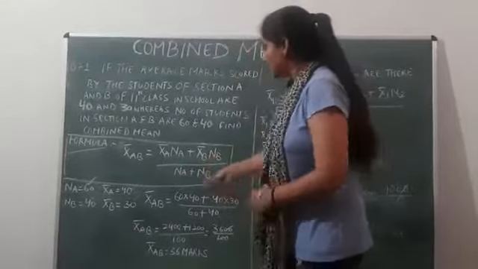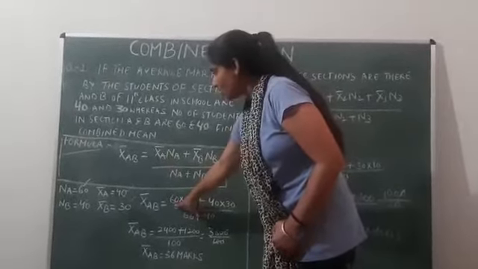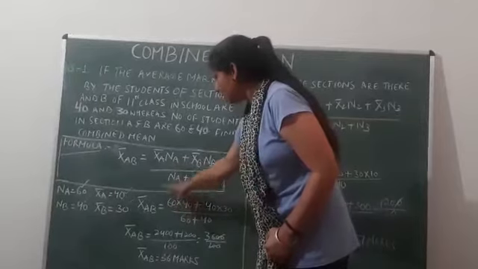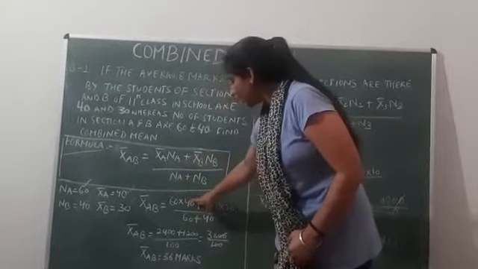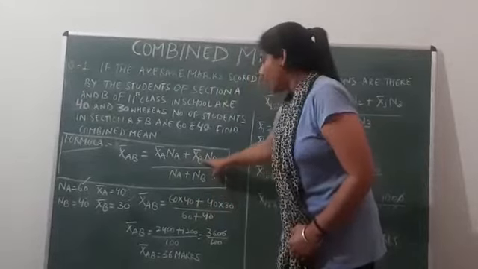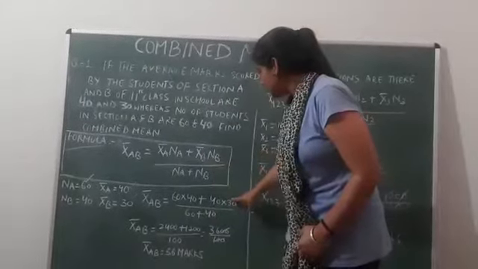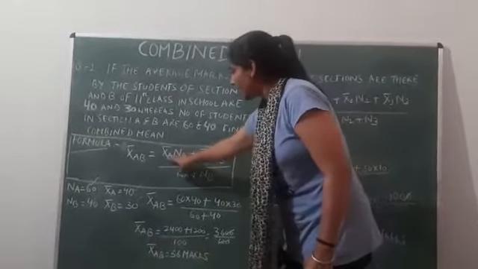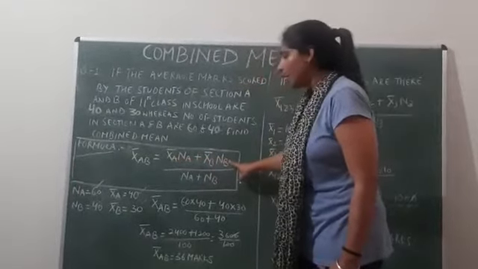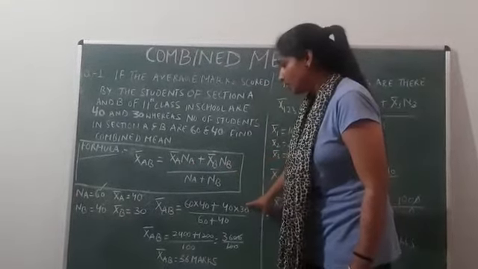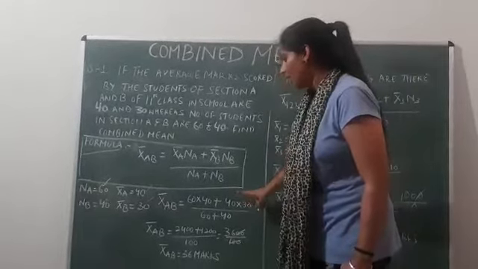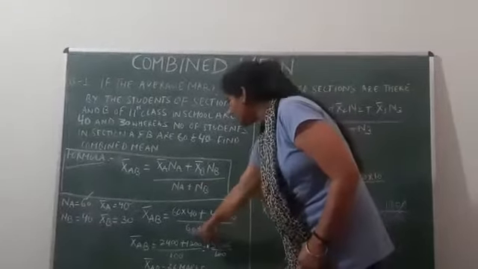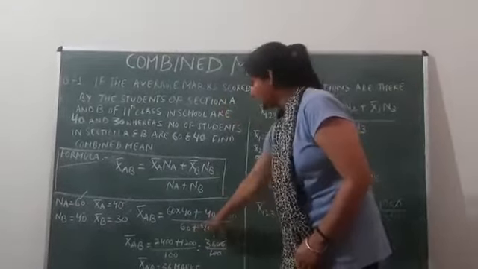So let us fill the values. X bar A is given 60. So I have written here 60. Sorry, NA is 60. So I have written here 60. And X bar A is 40. So I have written here 40. Now X bar B is 30 and NB is 40. So we have taken X bar A NA plus X bar B NB. NB was equal to 40 and X bar B is equal to 30. And then we are going to divide it by the number of students of both sections, 60 and 40.